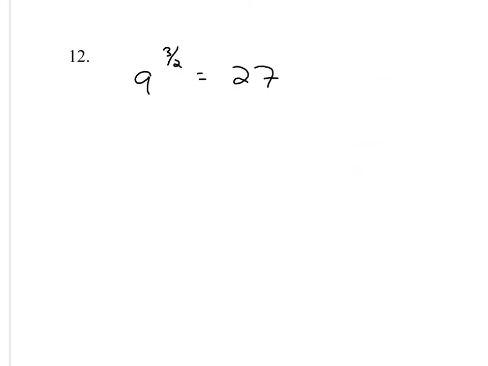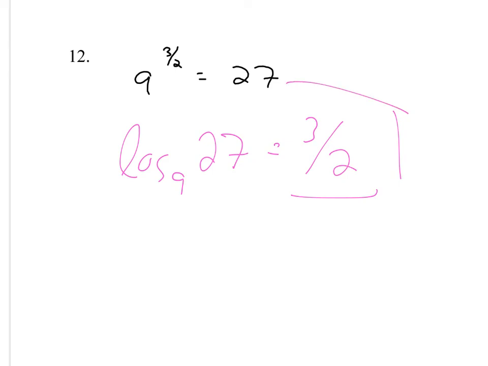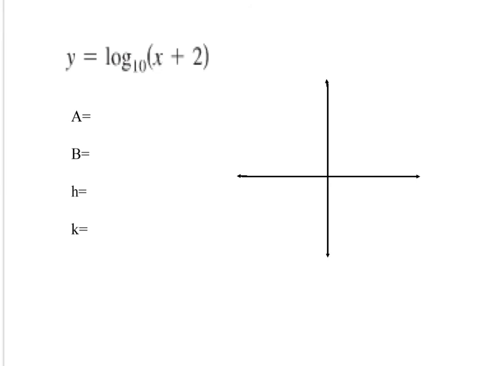Okay, some of your homework problems ask you to write this in logarithmic form, so we're going to do that right now. This means that 9 to the 3 halves is 27, which means log base 9 of 27 is equal to 3 halves. Notice that the log is always equal to the exponent. Okay, this is our answer. This is our base. 9 to the 3 halves power is equal to 27. Let's do a couple of graphs and then we'll be done.